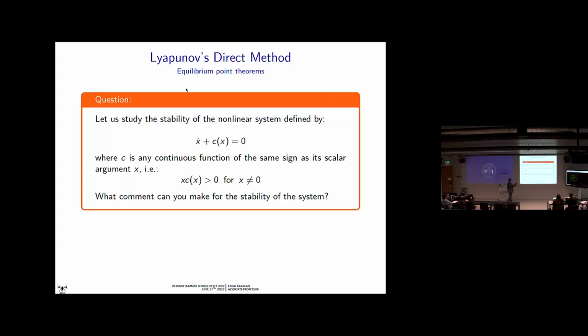So xC(x) is greater than 0 for x not equal to 0. This is the mathematical function given to you. We don't know the physics behind it, but we know that the function will have the same sign as its argument, x. When you multiply, it's going to be positive: if x is negative, C(x) is negative, and if x is positive, C(x) is positive, so the product is always positive. So the question is, what comment can you make for the stability of the system?